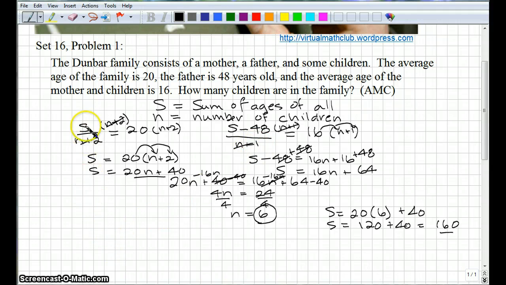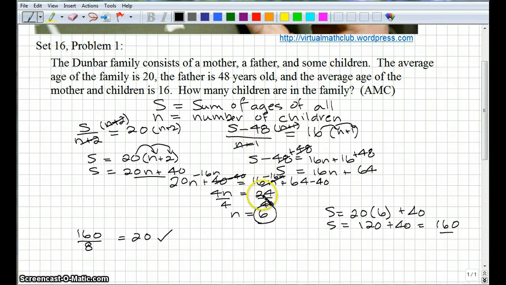This first equation says that the average age of all the family members is 20. So if I know that the sum of all the ages is 160, and there's 6 plus 2 people in the family, which is 8, that gives me 20, which is what we wanted. So that's good, that checks out. Let's check the other equation.